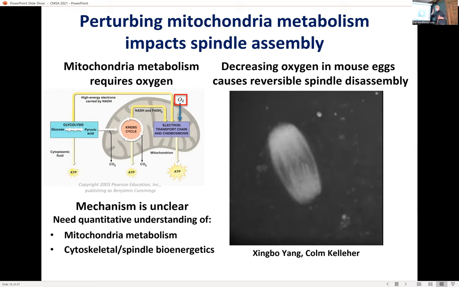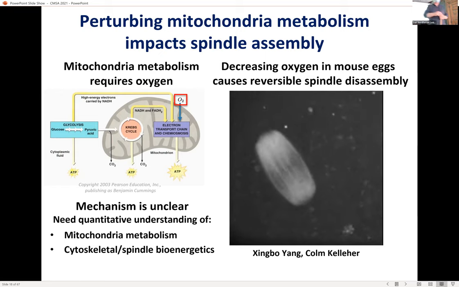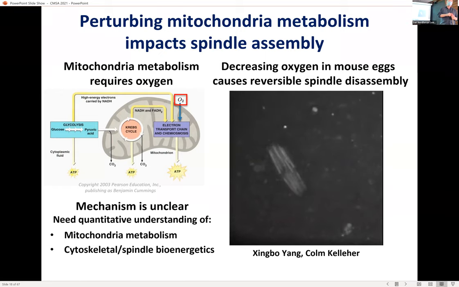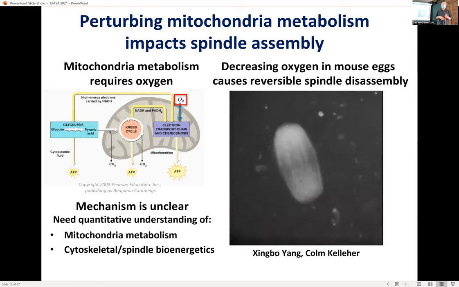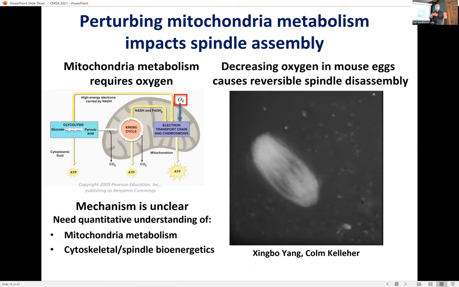Then can you rescue this by adding ATP? Well, yeah. So we have not done experiments like that, but it would definitely be an interesting way to go. Of course, directly adding ATP would just get used up so quickly that it would probably be a little bit difficult to do. But one could imagine doing some version of that, which would be really interesting. But we haven't done that yet.